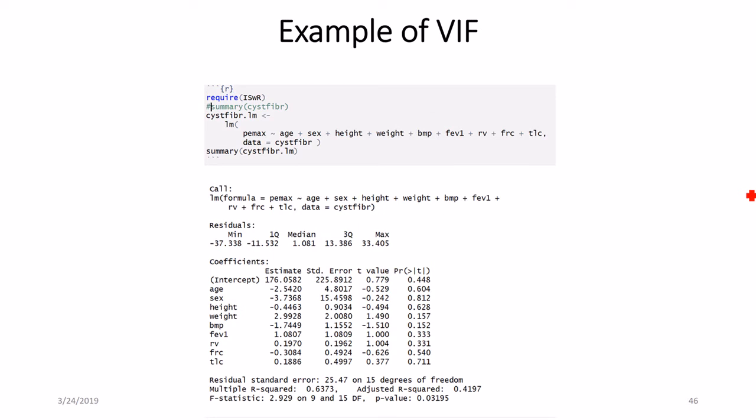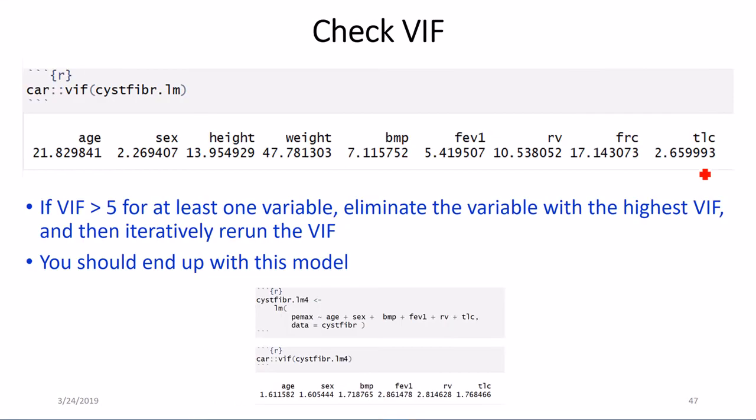In this example, we train a model and later on use the VIF function to check the VIF value. If the value is greater than 5 for at least one variable, then we eliminate the variable with the highest VIF value and rerun the VIF again iteratively. And eventually we end up with a model like this, which has 6 variables left.